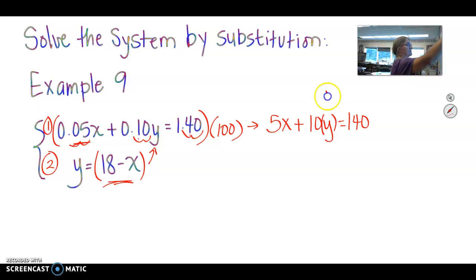I'm going to put 18 minus x in place of y, and that will allow me to solve for y, or x, I mean.